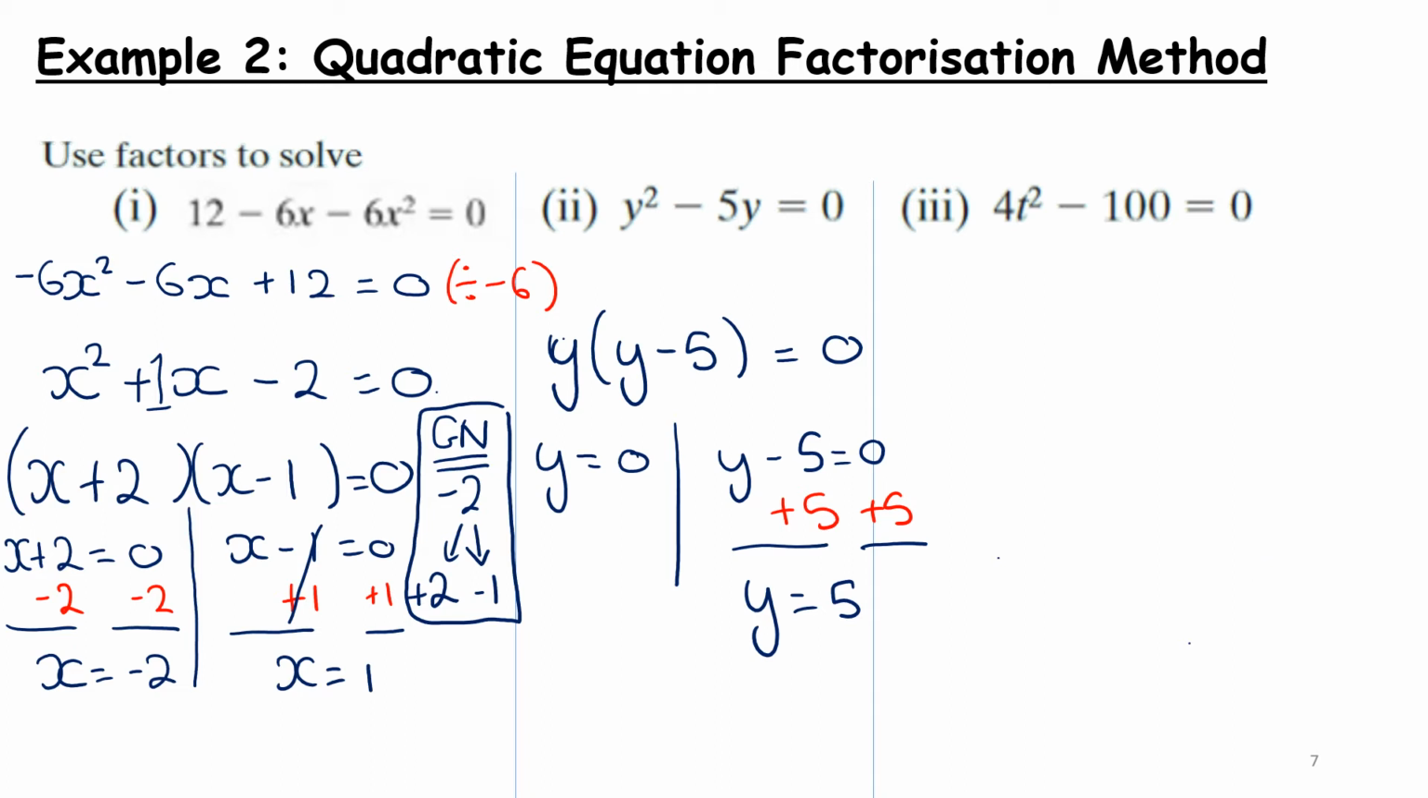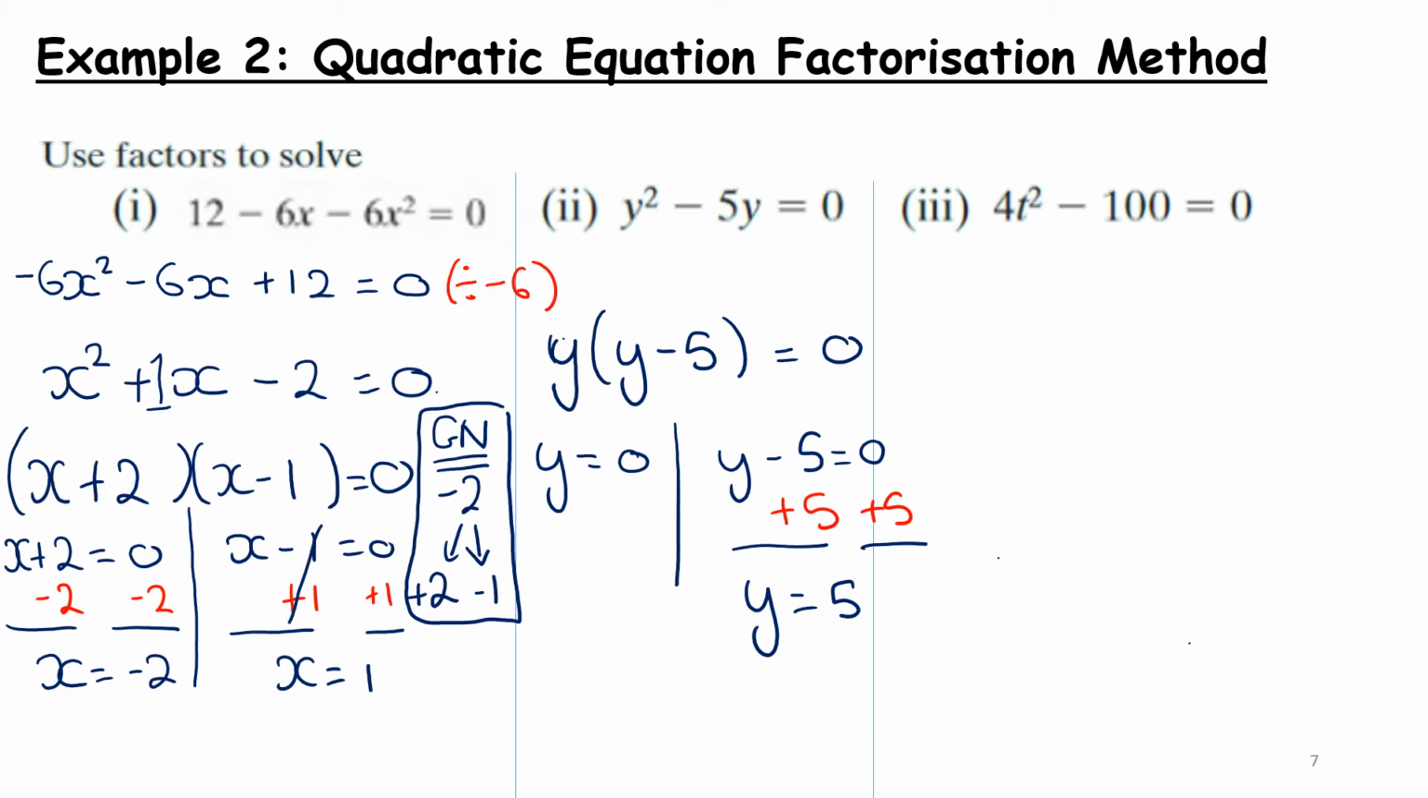So just be aware, just because it's quadratic doesn't mean we're going to be using guide number. We may also be using highest common factor, or like in part 3 here, a different type of factorization. So if we look at part 3, it's not highest common factor. Well, there's a 4 common, but that's not going to be hugely helpful.